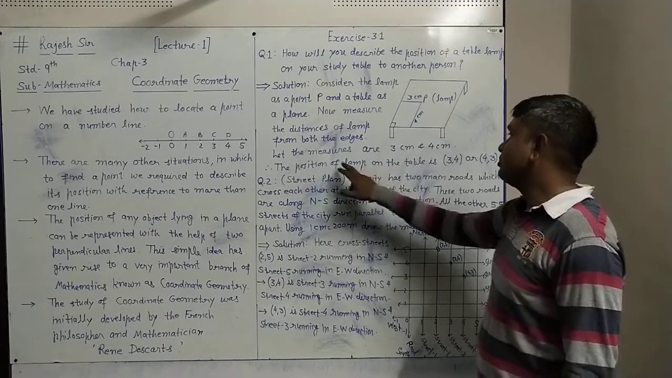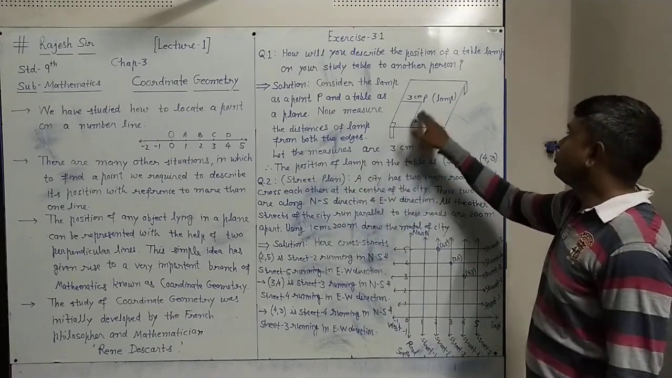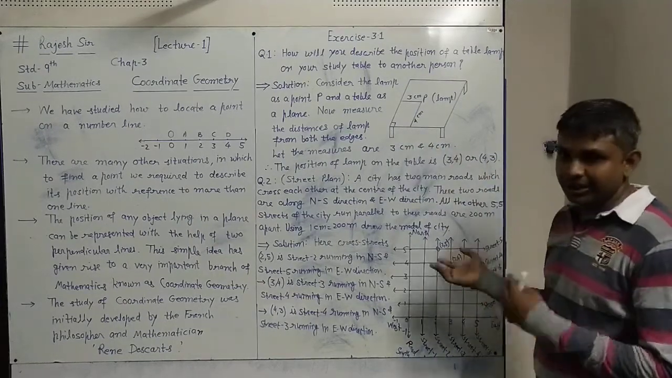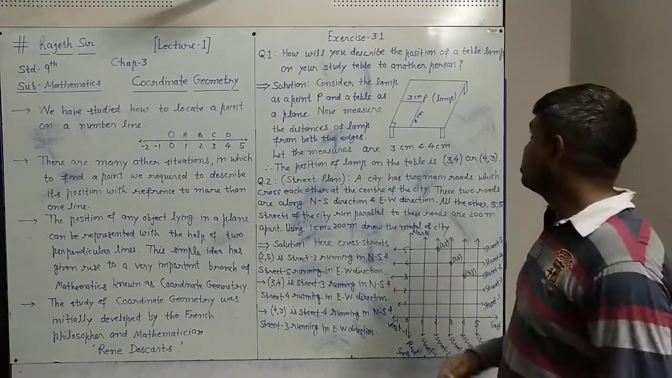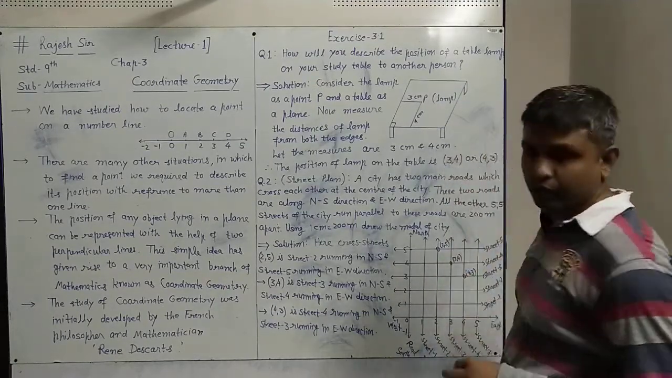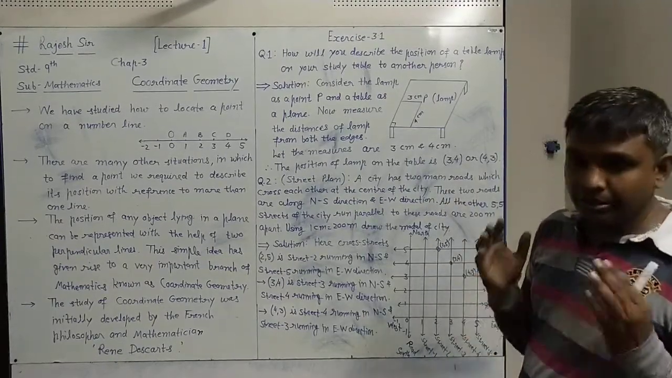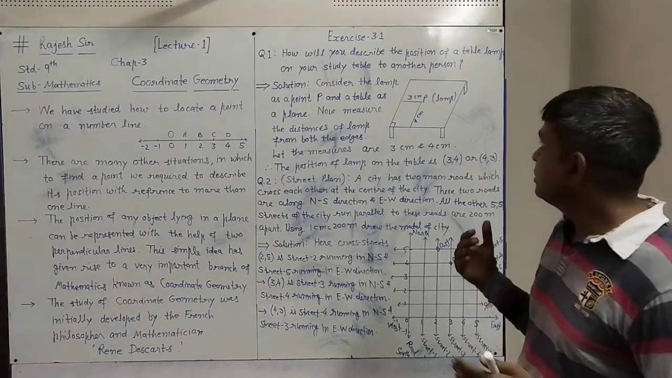So now we can say the position of the lamp or point on the table is 3 this way and 4 this way, that is 3, 4, or 4, 3 also you can say from both the edges alternately in the normal way. So the position of P is 3, 4 or 4, 3. This way we can locate the table lamp on the table and a point on the plane.